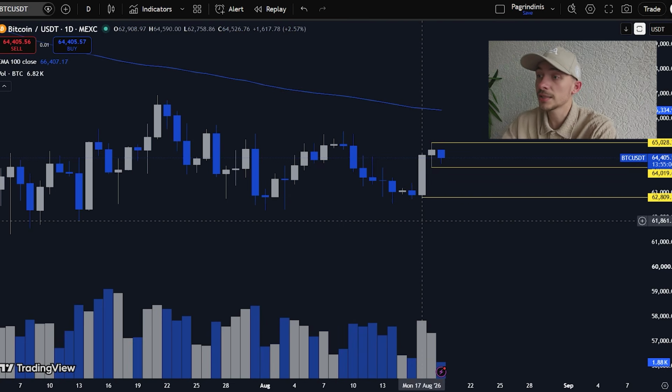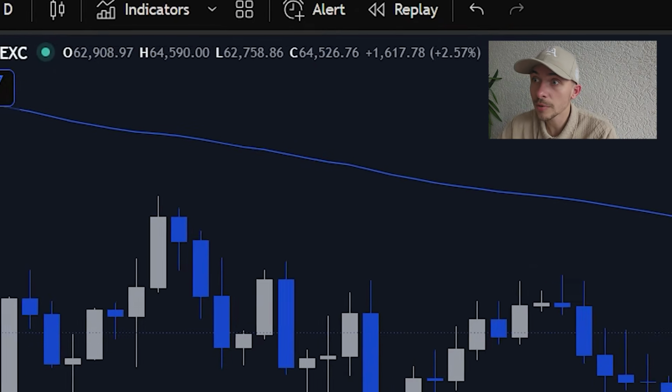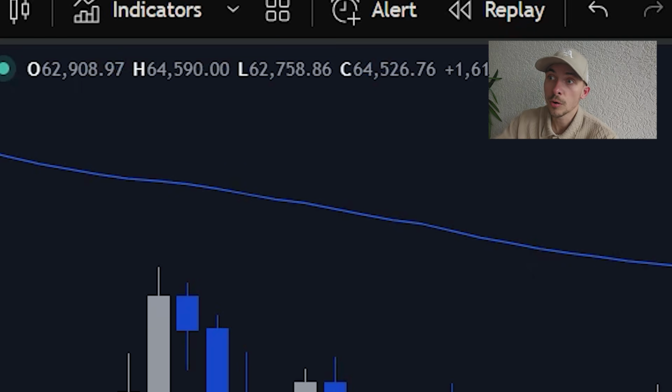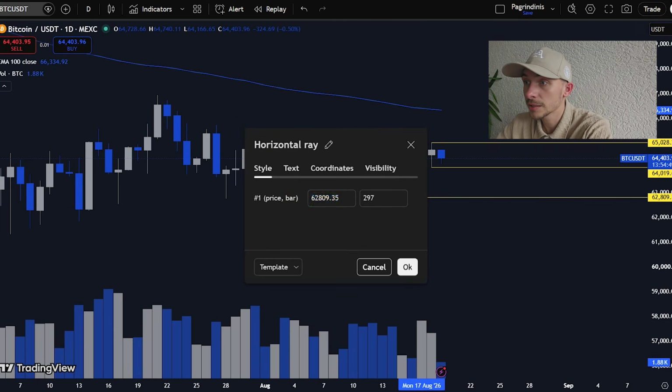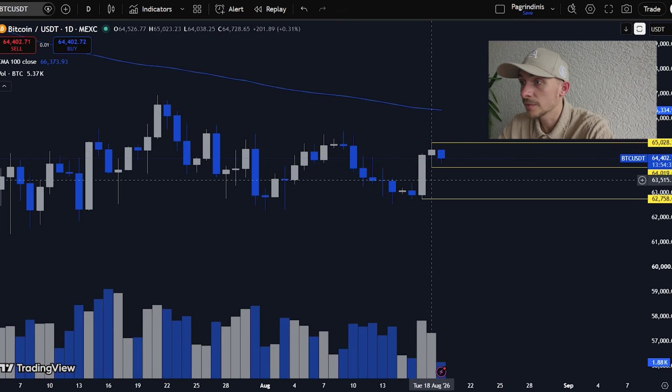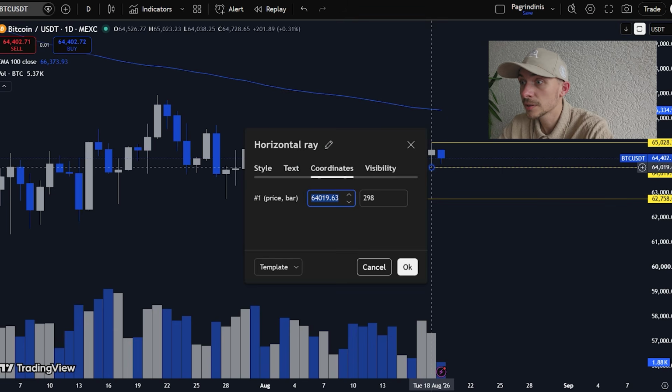If you want to be exact, hold your cursor on the candle, and at the top there is O, open price, H, highest, L, lowest, and C, close. So we need the lowest price here. It's 62,758. We can double click it, coordinates. If you don't remember, you just go like that. 62,758. And we can do the same with the other one.